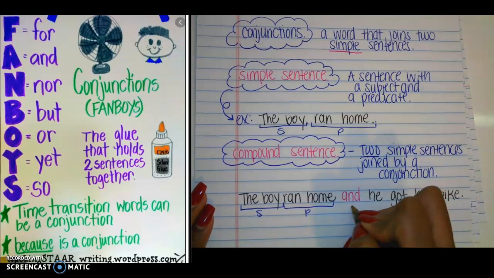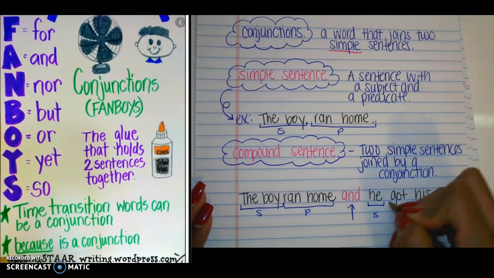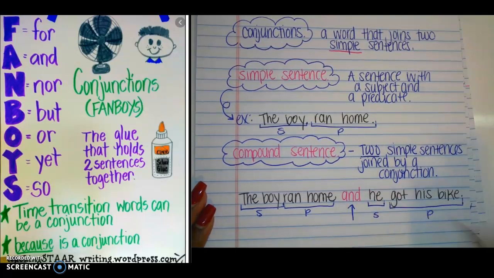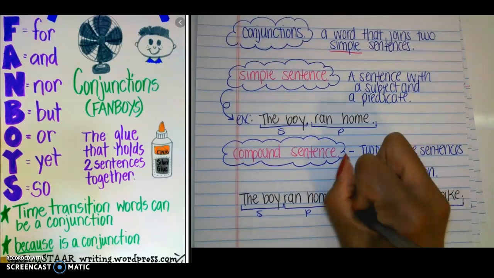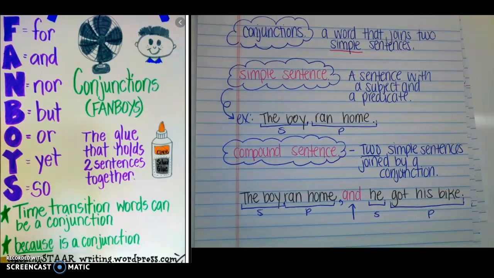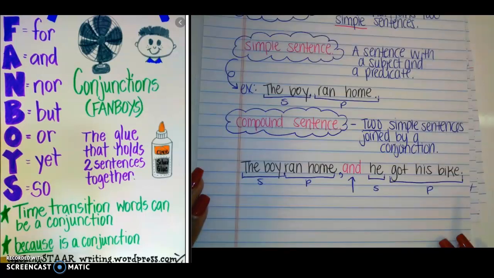So now we have a subject and a predicate, a conjunction, and another subject and predicate. There's one thing we're missing for this sentence to be correct, and that is a comma. It's always important to remember, comma conjunction. Say it with me, comma conjunction, comma conjunction. Exactly.